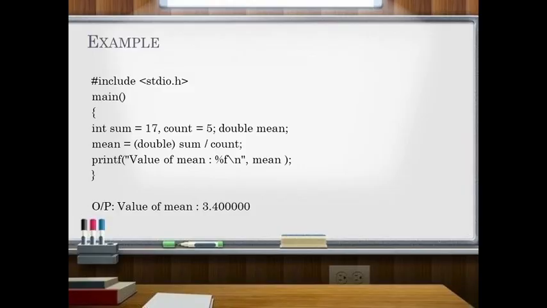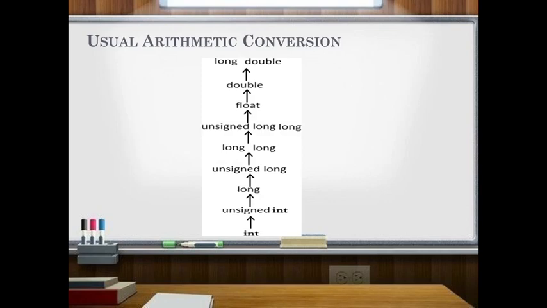Okay, so hope you have understood what we are having in this particular program. Okay, hope you understood. Yes, okay. Then usually how does the arithmetic conversion happen? The highest precedence is double.